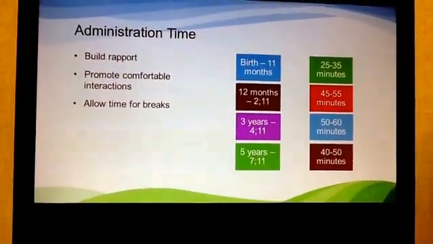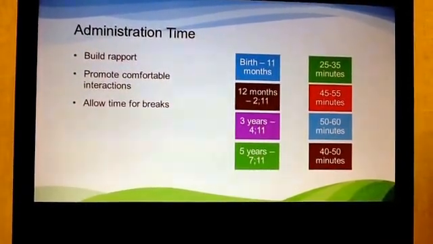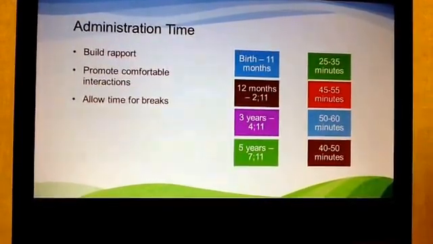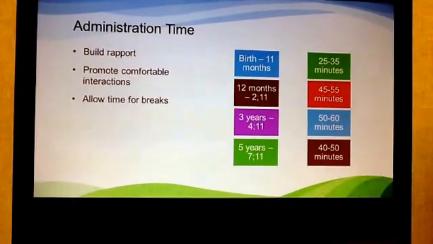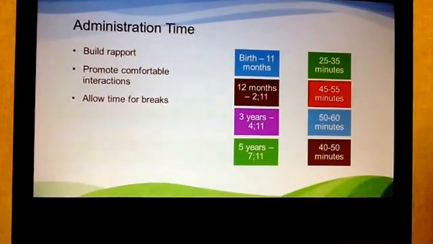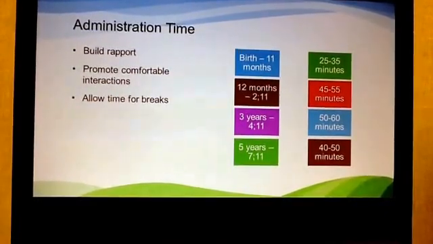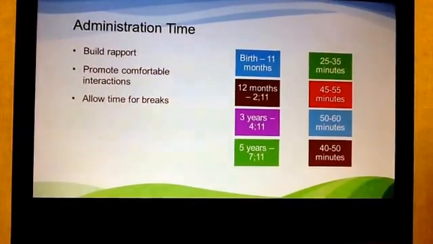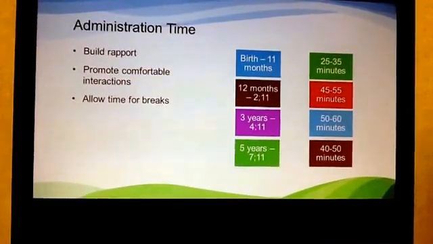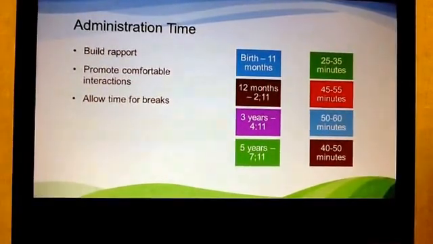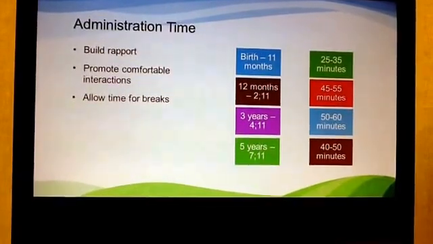Here is a list of age ranges and approximate times for administration. These times are based on standardized data that are average times that may vary depending on the child's age, ability, or cooperation. Birth to 11 months would take 25 to 35 minutes. 12 months to 2 years, 11 months, 45 to 55 minutes. 3 years to 4 years and 11 months would be 50 to 60 minutes. 5 years to 7 years, 11 months would be 40 to 50 minutes.